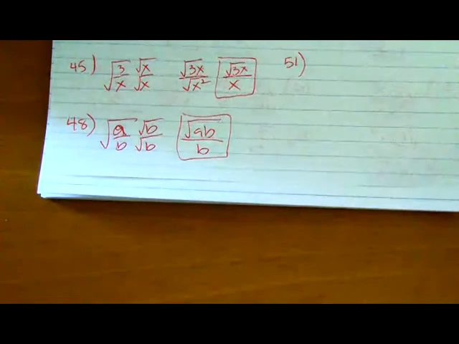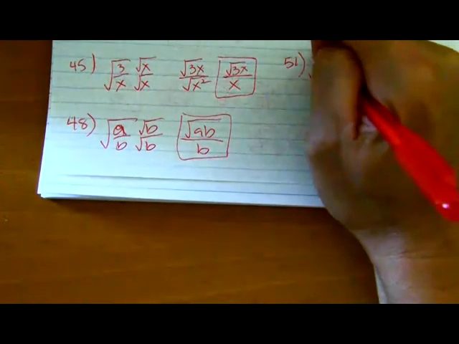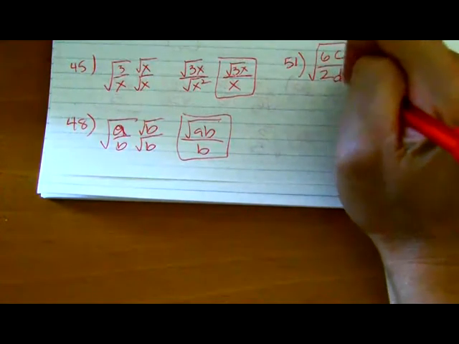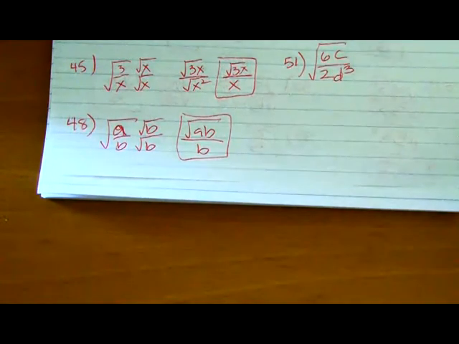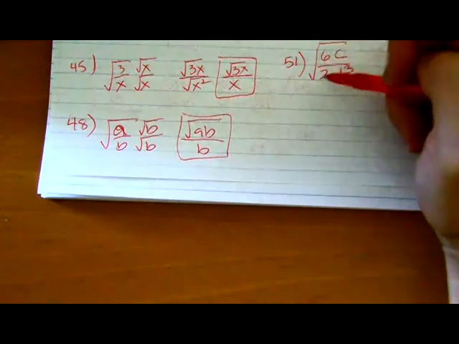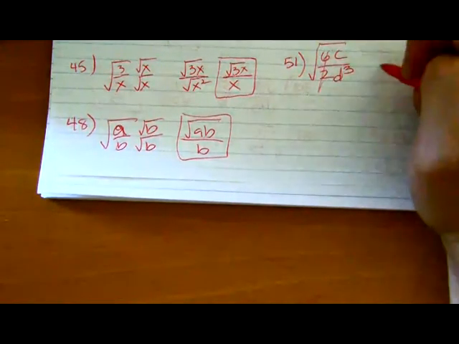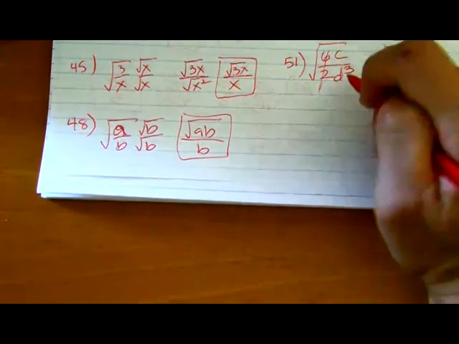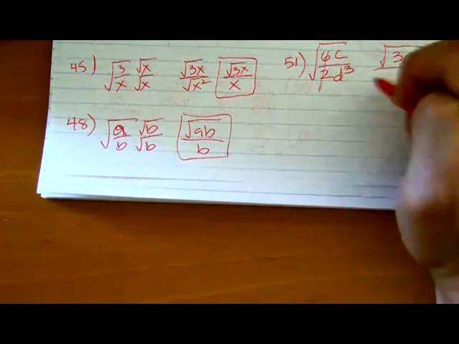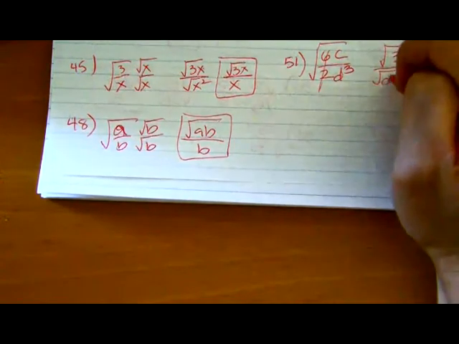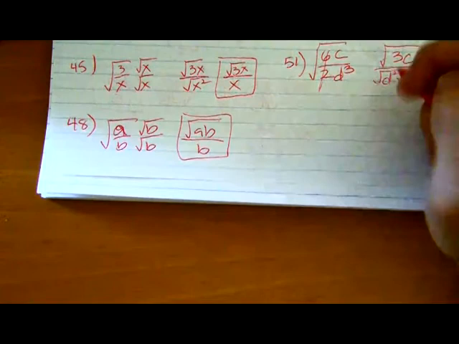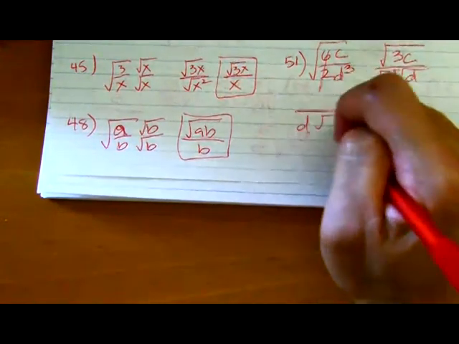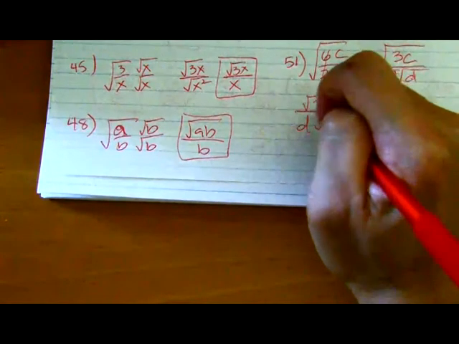51. Square root of 6c over 2d to the third. Bunch of things we can do. The 6 over 2 can cancel. That's just 3. So now I have radical 3c over, we have a radical of d to the third here. I'm going to split d squared and d. I can square root the d squared. That would be d radical d. On the top, we still have radical 3c.